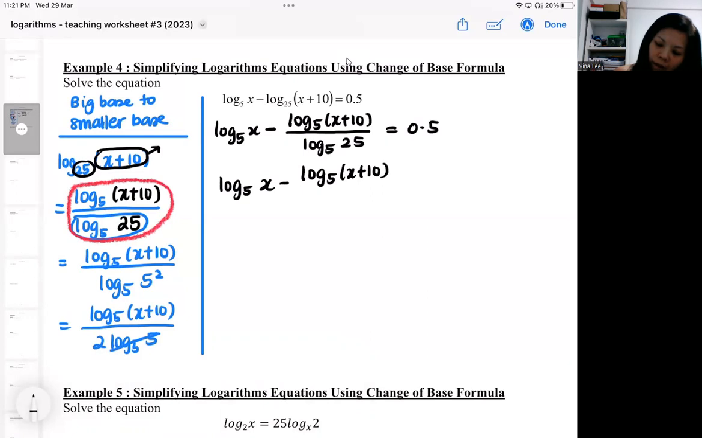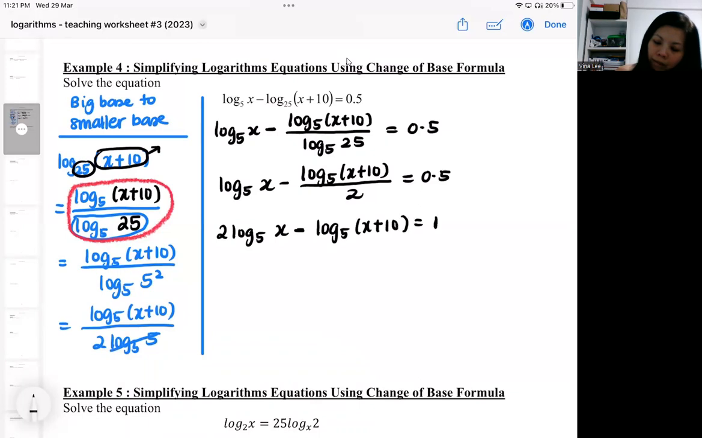As with any equation, if you don't like a fraction, there's a denominator here, you multiply 2 throughout. So don't forget to multiply the other side. Then once you get to the same base, you go back to what you have done. It should be something familiar already. You can see that it's a log minus log, but there is a coefficient that hinders you. So bring up the coefficient so that you can apply your rule number 4 correctly.